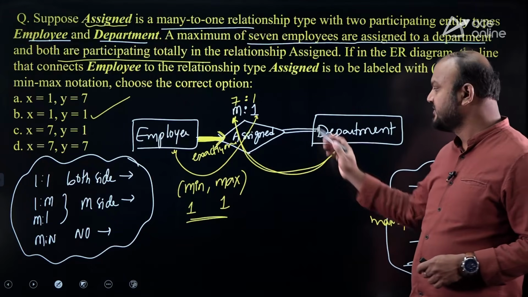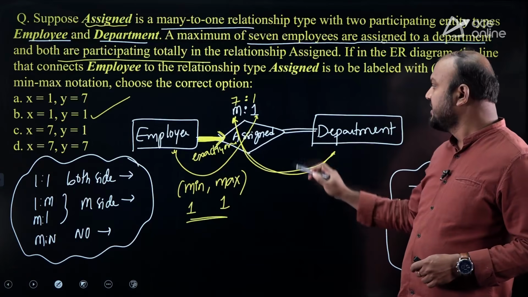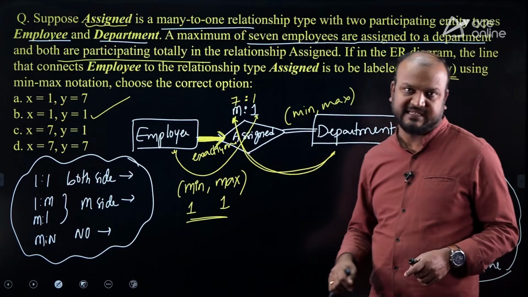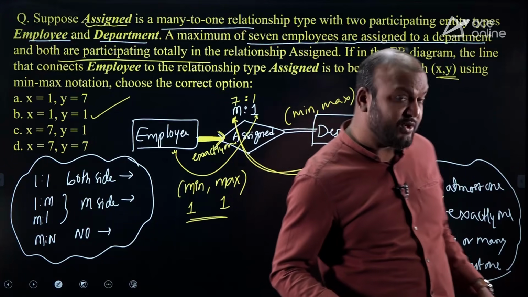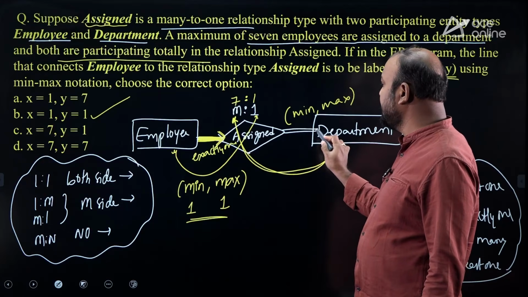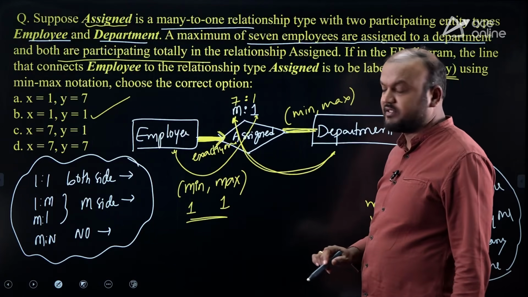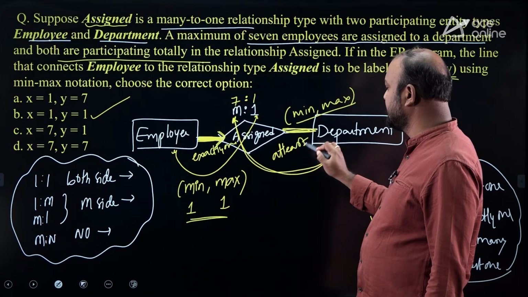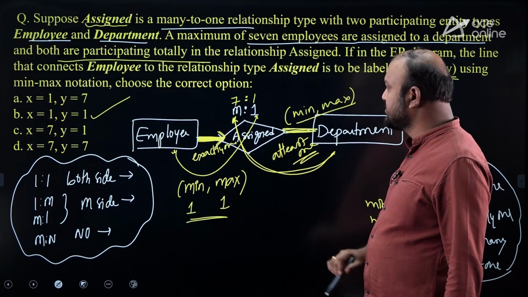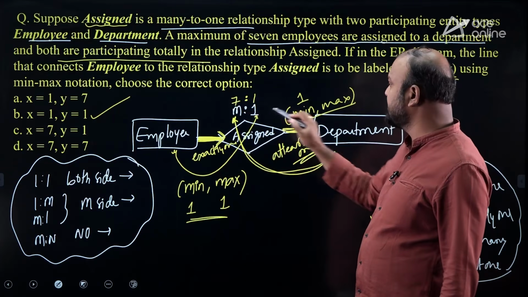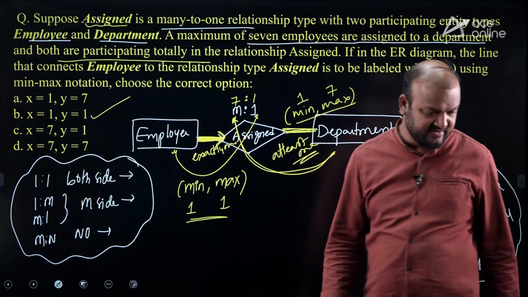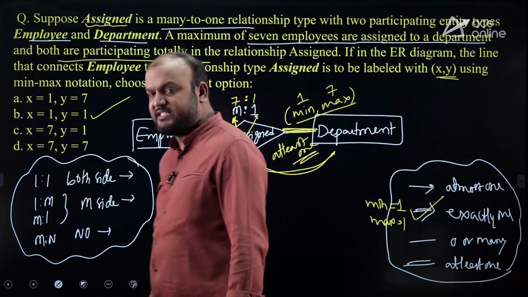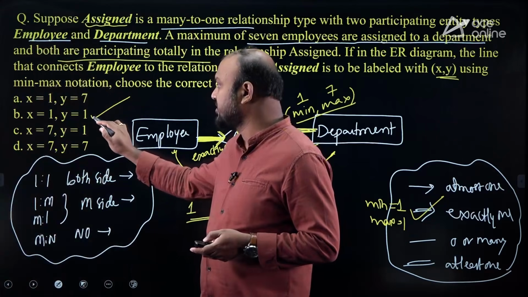Okay, now I will ask you, you can answer in the Q&A. Now what is the minimum and maximum from department to assigned? Just take a minute and try to answer it. Here, each department, because it is total participation, says what? At least 1. That double line says at least 1. So minimum 1, maximum already mentioned 7, finish. This is 1, 7, perfect. I hope you understood now how to answer this kind of question, because the majority of the students are posing the same questions. Option B is right.